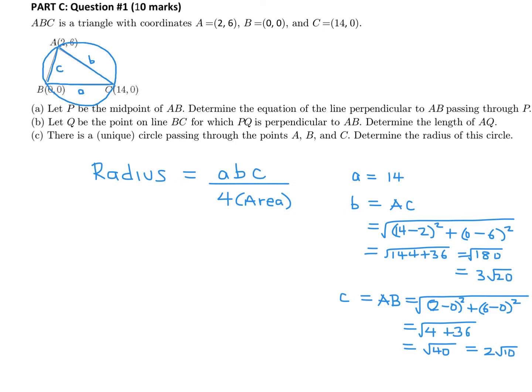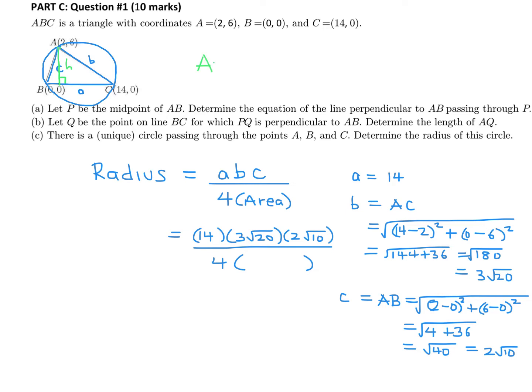Okay, great. So we've got the 3 up top. So we got A, which is 14, plus B, which is 3 root 20, plus C, which is 2 root 10. Okay, then we got 4, and then we have to now put in the area of the triangle. The area of the triangle shouldn't be too bad. First, I need to draw a height. So this green line I will call H, perpendicular to the base.